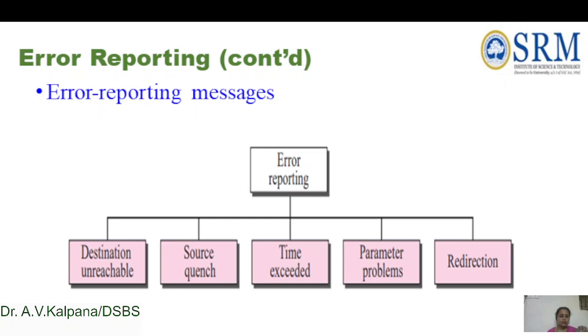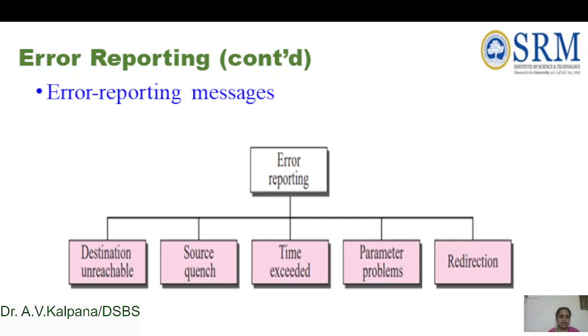One thing to be clear about is that the ICMP protocol always reports error messages to the original source. For example, when the sender sends a message and an error occurs, the router reports to the sender rather than the receiver, as the sender is sending the message. Please make a note of it: always the error messages will be sent to the original source. Now we have five categories under error reporting: destination unreachable, source quench, time exceeded, parameter problems and redirection.